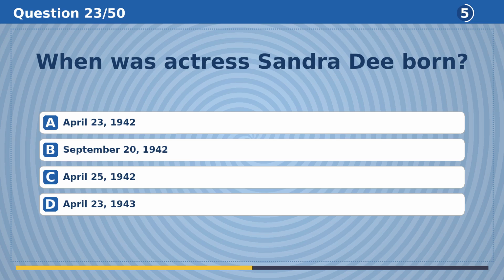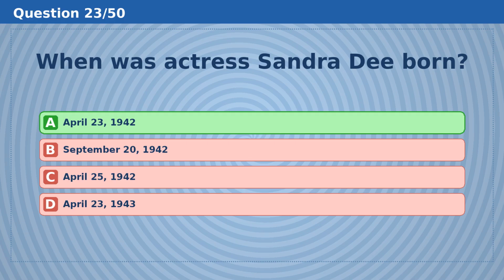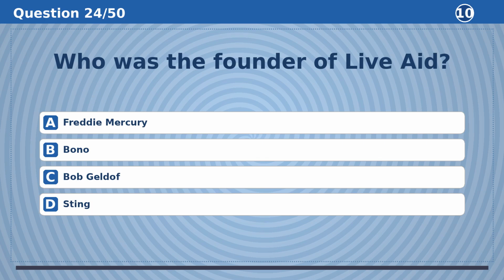When was actress Sandra Dee born? The answer is A. April 23, 1942.